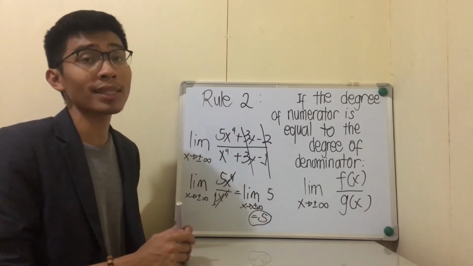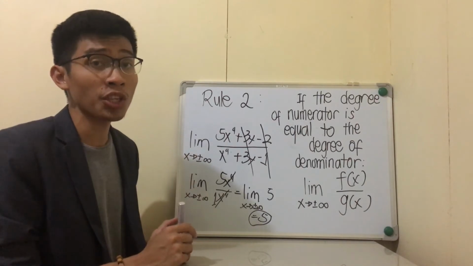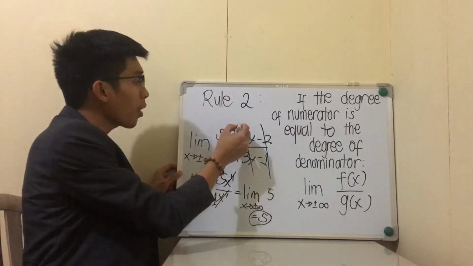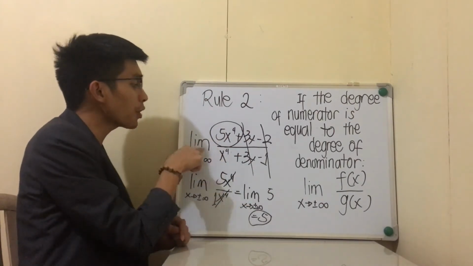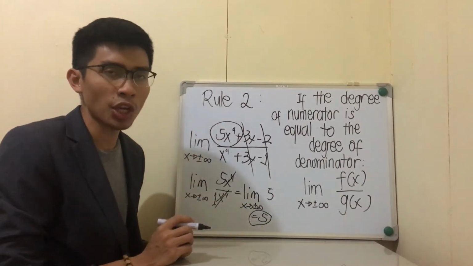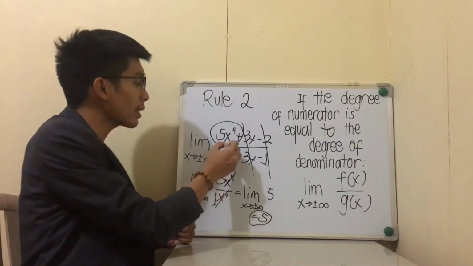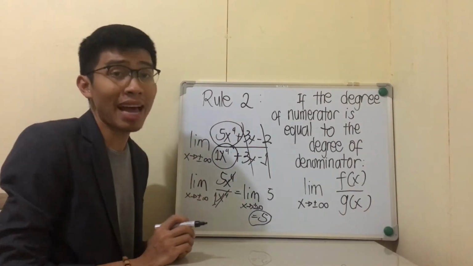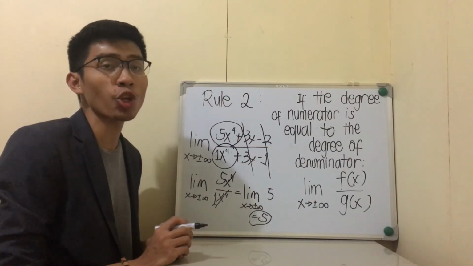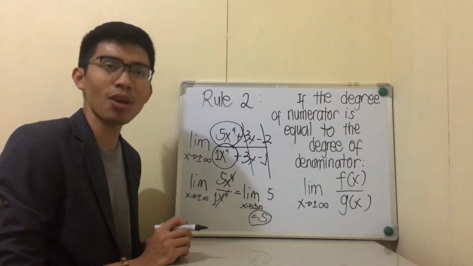What you are going to do is to simply get the numerical coefficient of the leading coefficient. So here our leading coefficient is 5. You get 5. Okay? And for the denominator, the numerical coefficient is 1. So meaning that is x to the 4th, so you only get 1. So 5 divided by 1, that is 5. So meaning the limit is equal to 5. Am I clear to everyone?